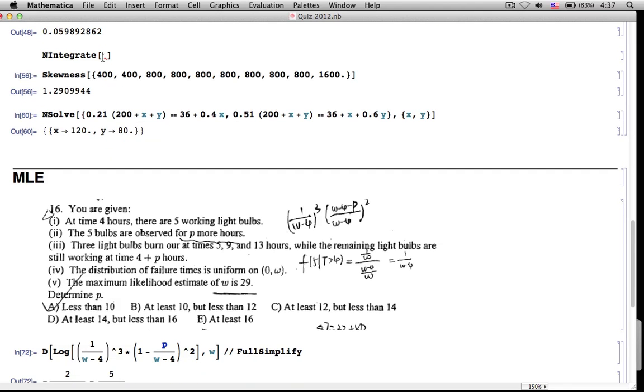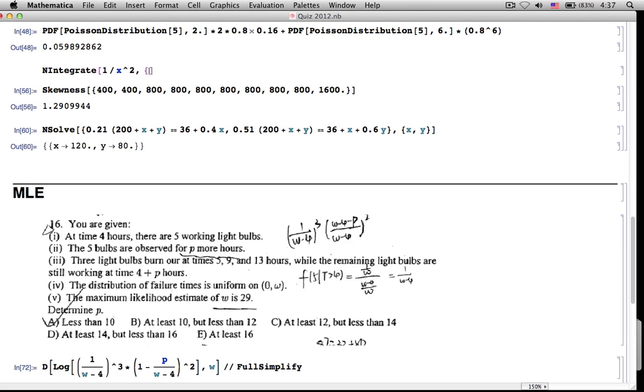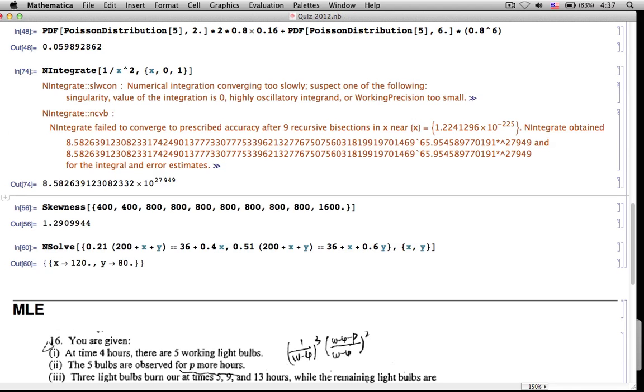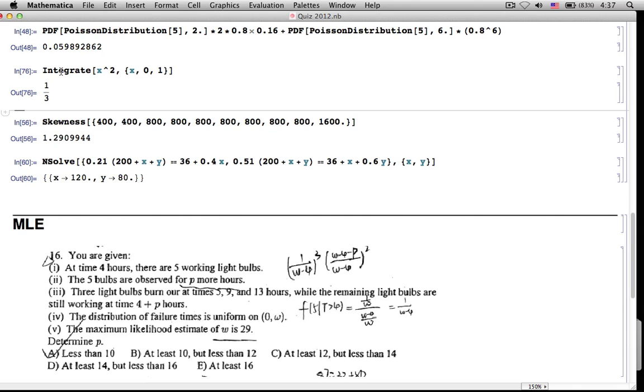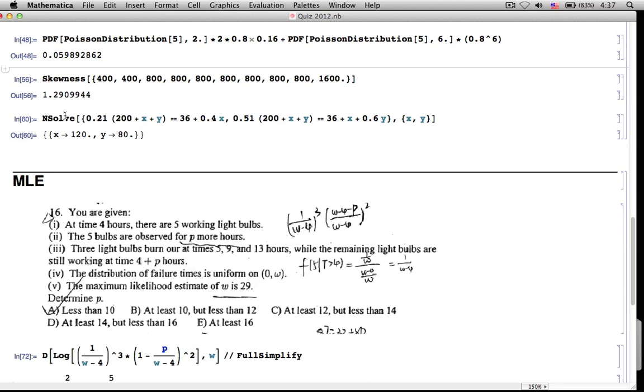For NIntegrate, a really simple example would be integrating x from 0 to 1, which you probably know already is a third. Okay, a third. NIntegrate will usually give the numerical answer, and Integrate will give you a precise answer when that is possible. So we have the skewness, and Solve can also be used to solve complex equation systems, such as this, which is really a two-variable system.